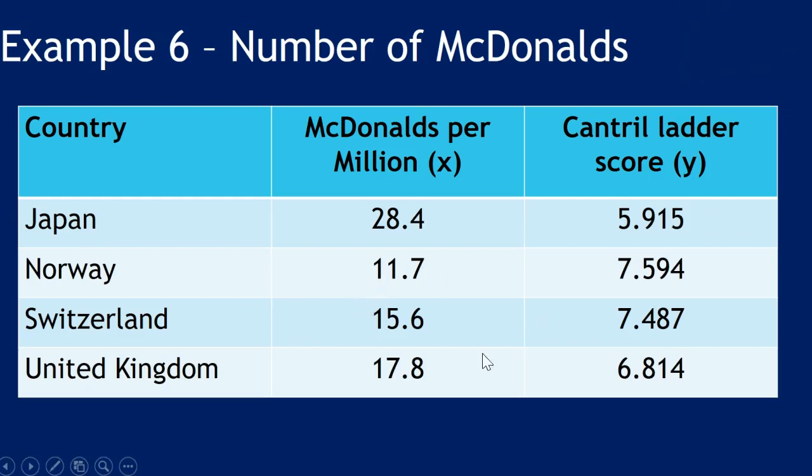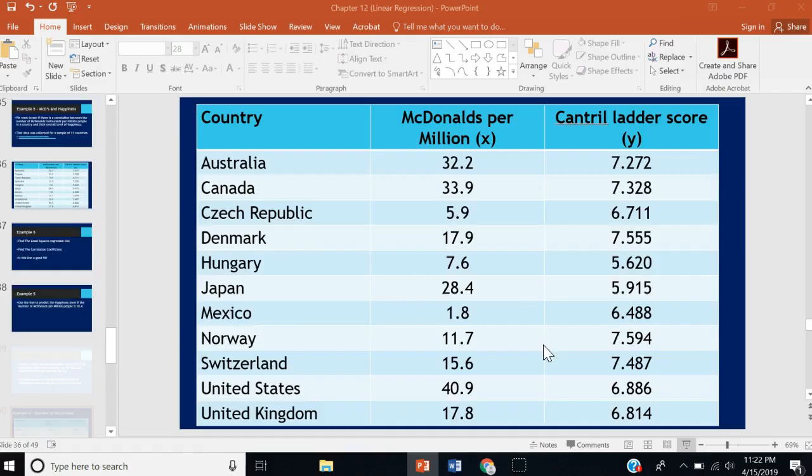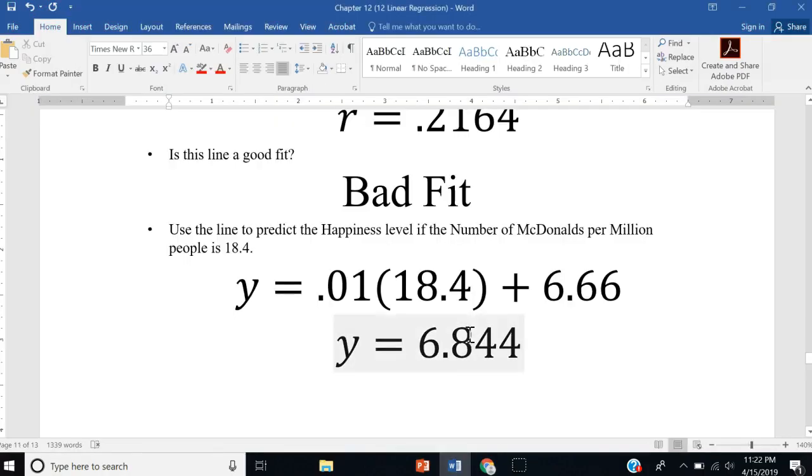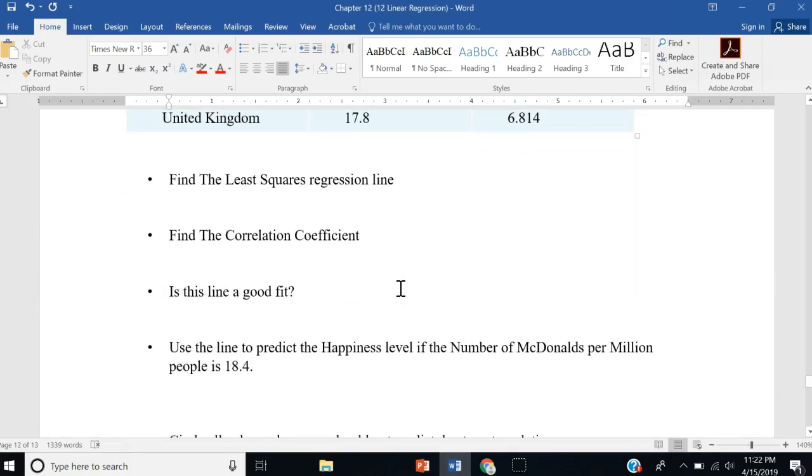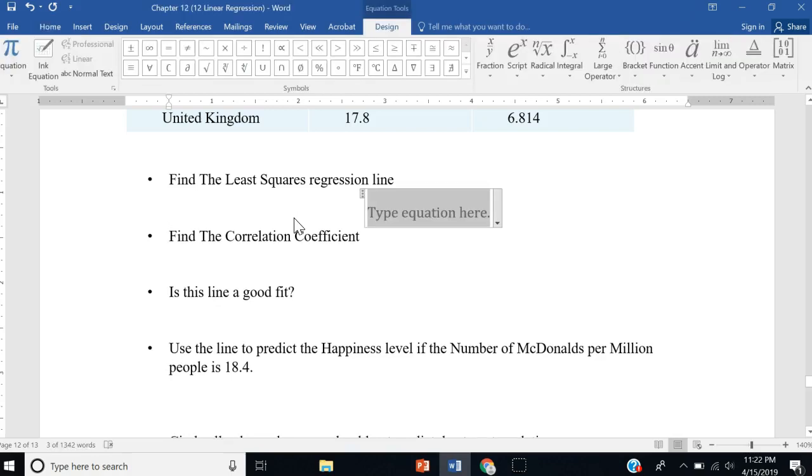Hopefully you inputted all of that data and you came up with a least squares regression line. Okay, so let's take a look at what we came up with. So we had these 4 data points. My least squares regression line, the one I came up with, was y is equal to negative 0.11x plus 8.88.